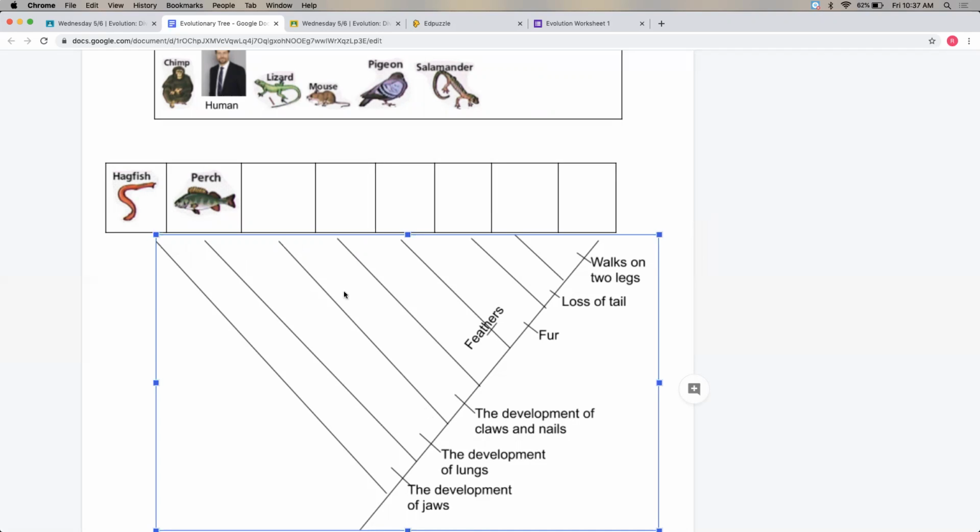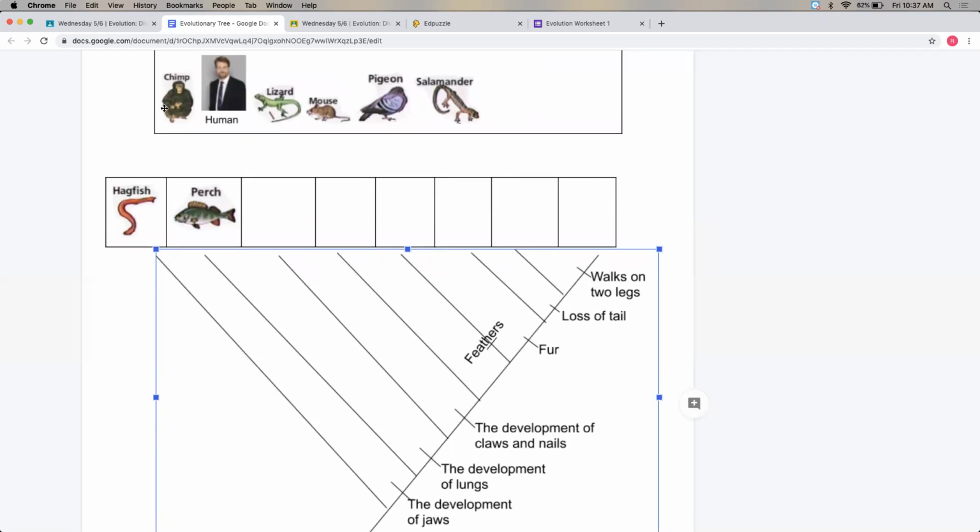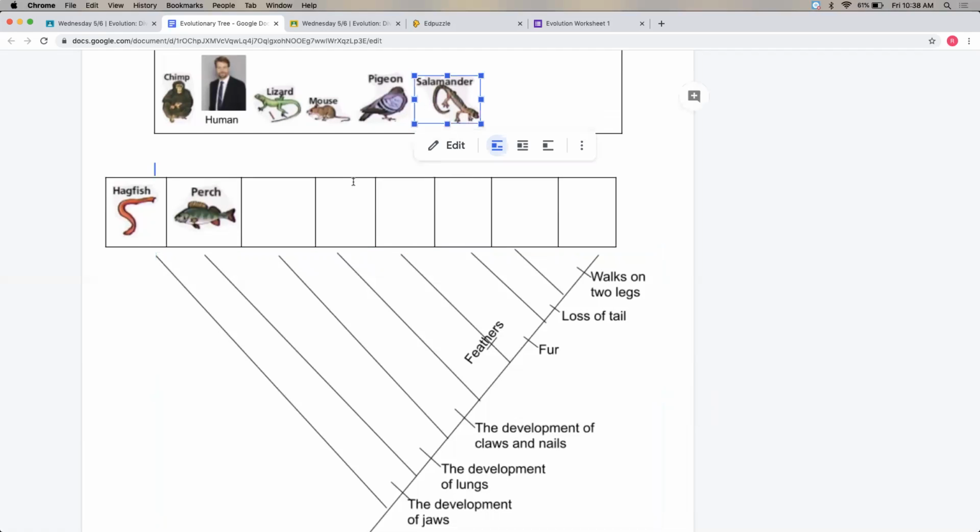So now, what does have lungs but did not yet develop claws or fingernails? Chimps do have lungs, but they also have fingernails. We're looking for something that does not have fingernails. Humans, same thing. Lizards have lungs and actually pretty sharp nails. Some people have them as pets. You gotta be careful, they scratch. Mice have lungs and nails. Pigeons have lungs and very sharp nails. So that means salamanders, they have lungs, but they do not have nails. They're more like soft, almost suction-cuppy type of things going on. So that is going to be our answer.